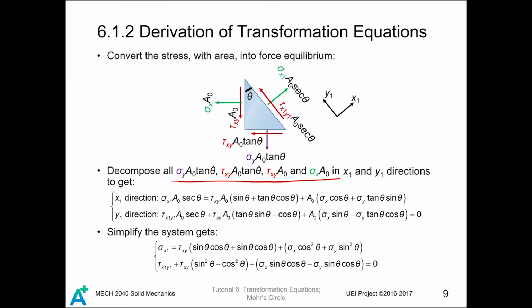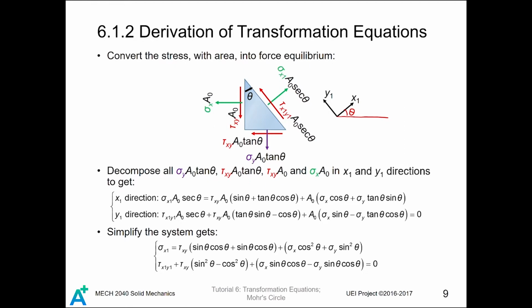So I will leave you to read it by yourself. But basically, what is theta? Theta is just this angle. Then you will find sigma y A0 tangent theta, tau xy A0 tangent theta, tau xy A0, and sigma x A0 in the x1 and y1 directions, such that we can do some computation with respect to sigma x1 A0 secant theta, as well as tau x1 y1 A0 secant theta.